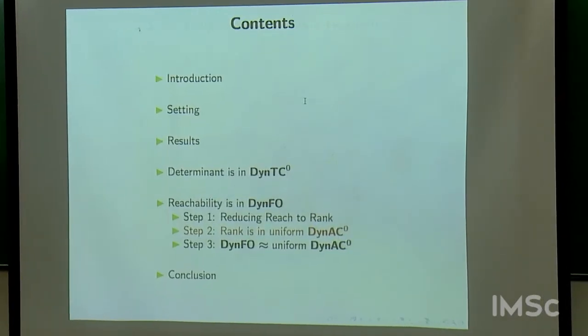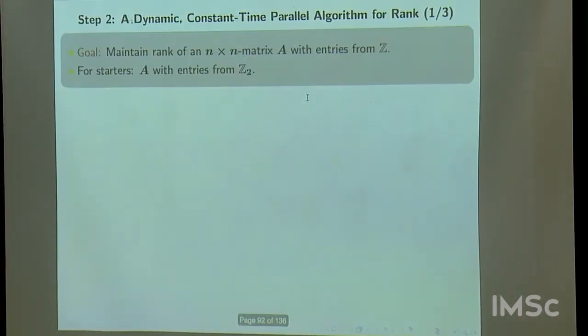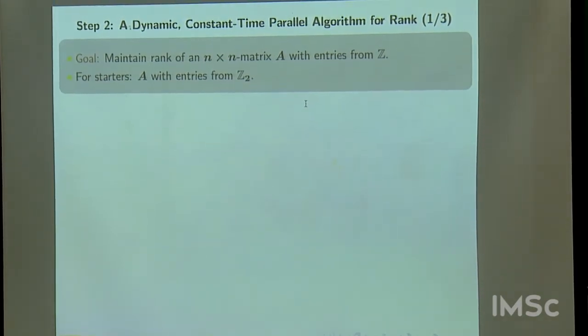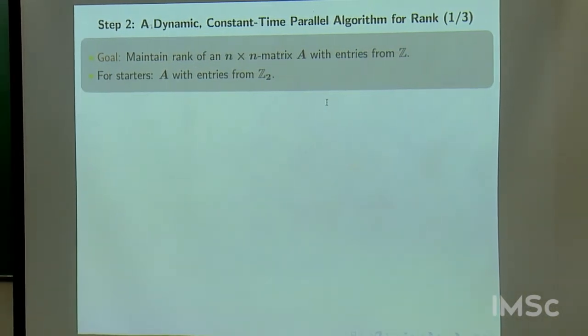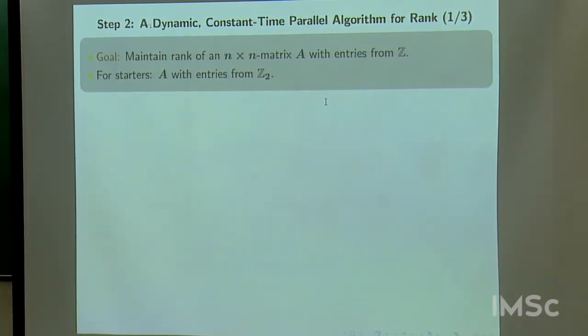Okay, so step 2. The goal is to maintain the rank of an n by n matrix A with entries from Z. We want to maintain the rank over the rationals. So let's start with A having entries from Z mod 2. This is all I'm going to present, and I'll hand-wave to say that it works for any prime and works for Z. But we'll come to that in a second.